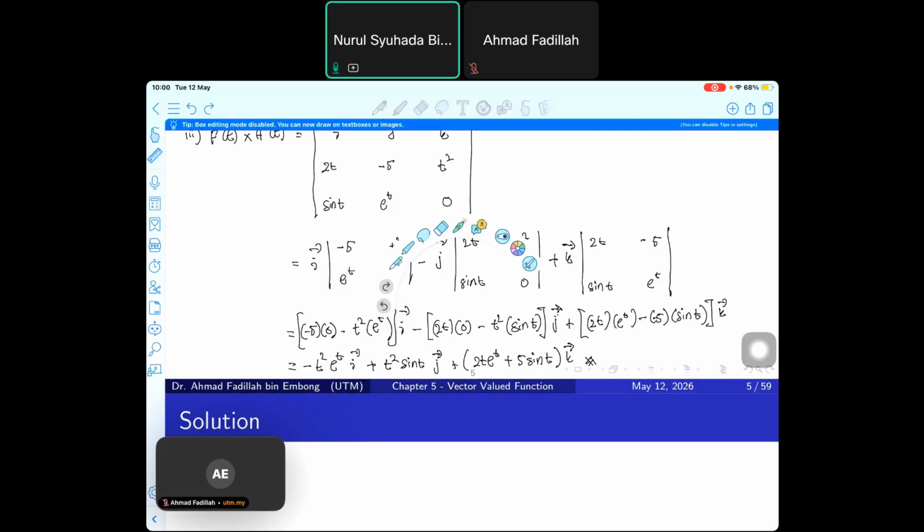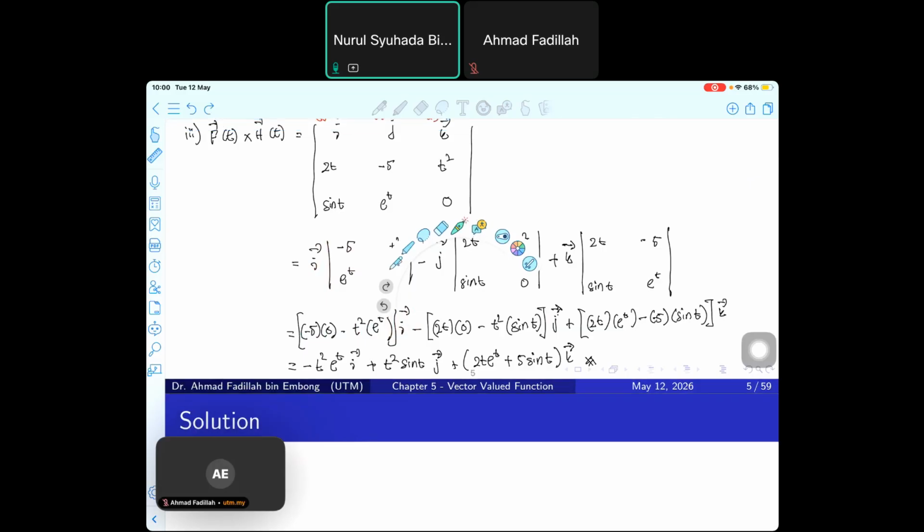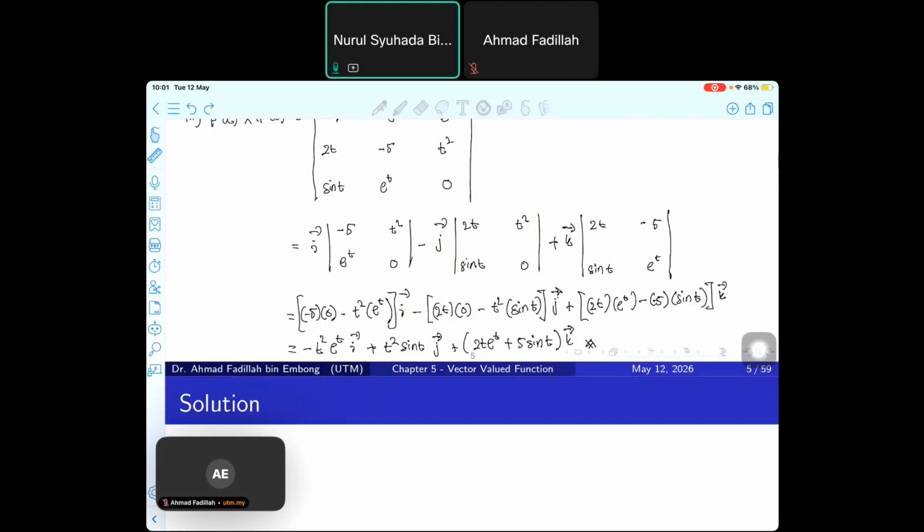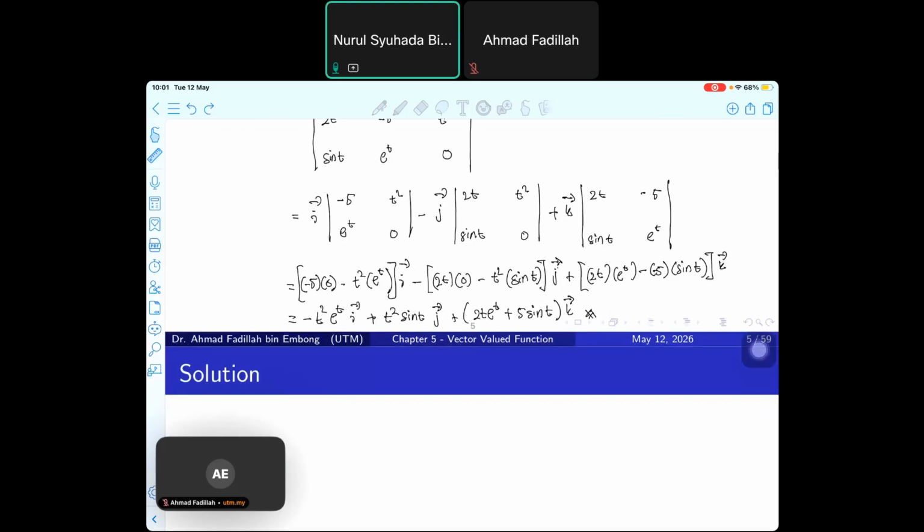So I just copy the negative over here, and j, I put it at the end here. And then what I need to do is expand the determinant here. This one multiplied by this one over here, minus t square multiplied by sine t. So repeat the same process with the third determinant. And the last one, you can double check everything and simplify to have this answer of the cross product.